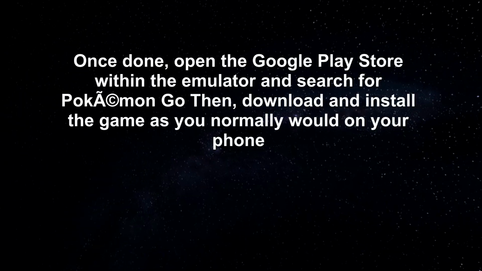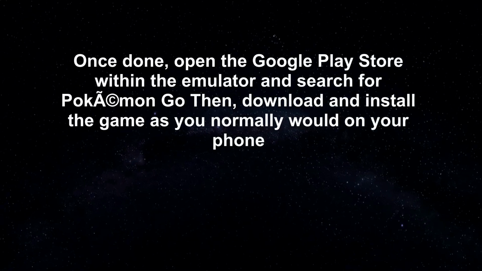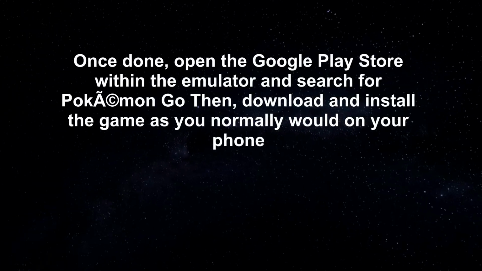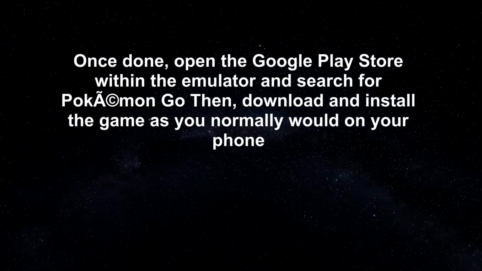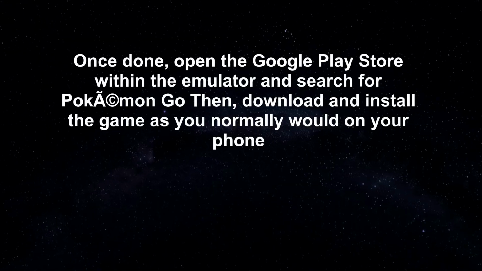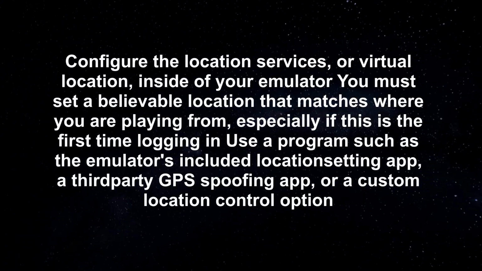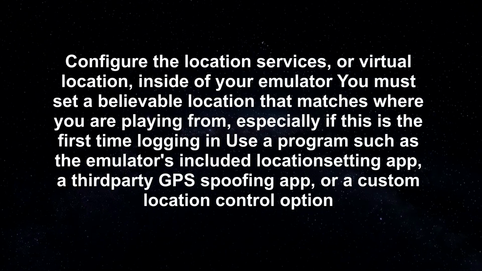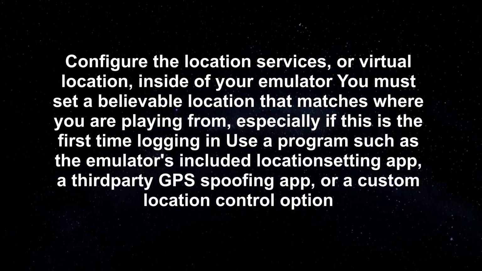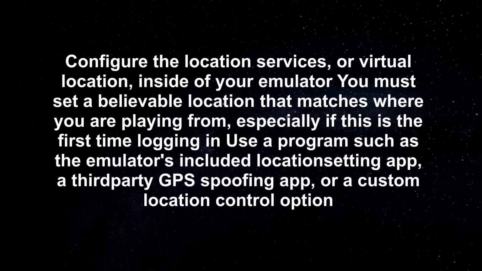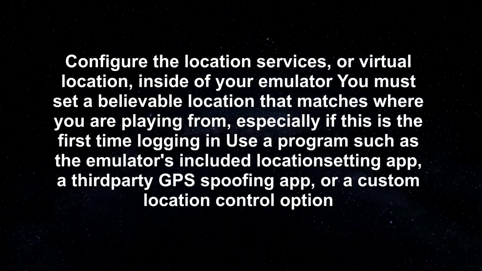Once done, open the Google Play Store within the emulator and search for Pokémon Go. Then, download and install the game as you normally would on your phone. Configure the location services, or virtual location. Inside of your emulator, you must set a believable location that matches where you are playing from.